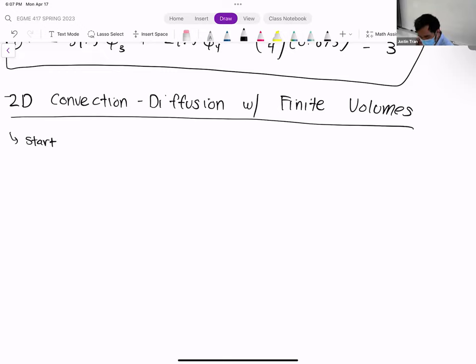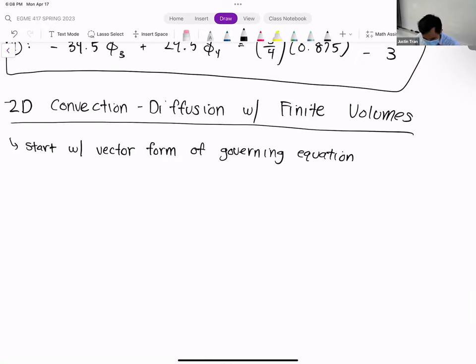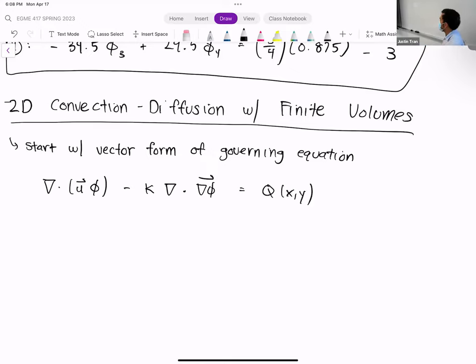Okay. And so just like we did with 2D diffusion, we're going to start with the vector form of our governing equation. The vector form is the following. We have the divergence of the velocity vector times phi, minus k times the divergence of the gradient of phi, is equal to the source term. So this is the pure governing equation here, no finite difference, no finite volume applied to it at all.